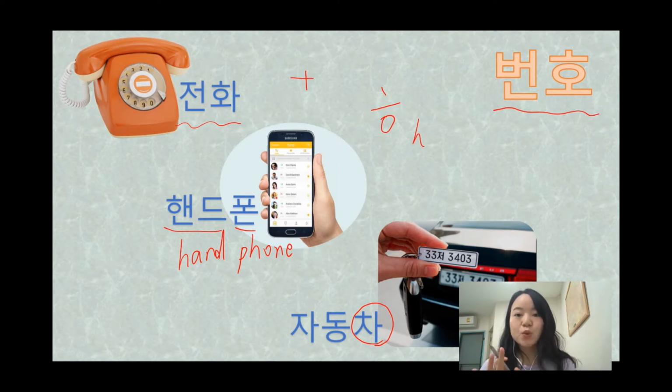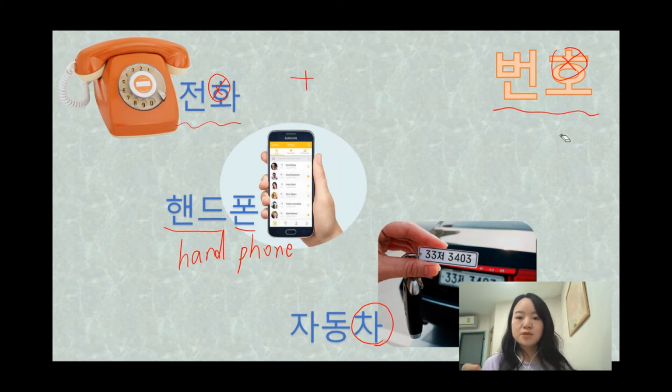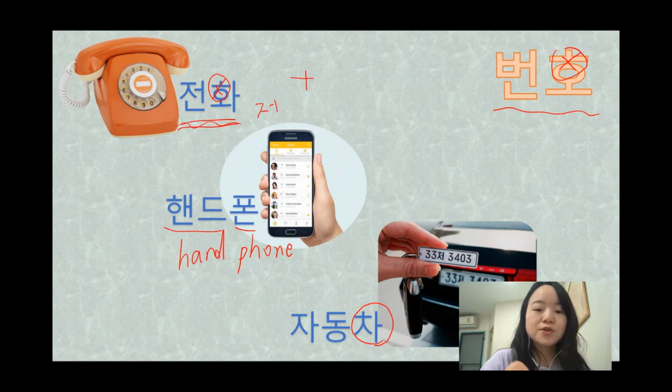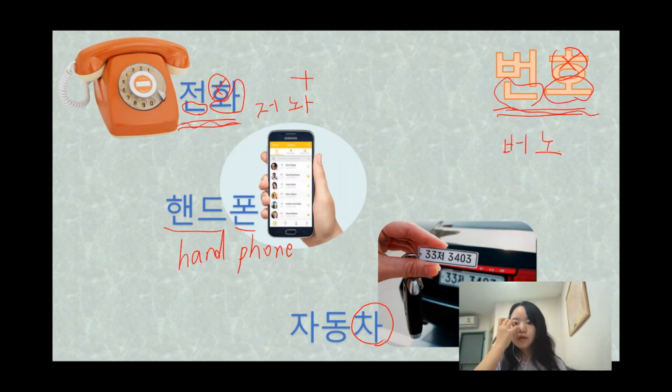But actually this consonant, this one, right? It always makes a weak sound or no sound. So we can just ignore it. Then the pronunciation is going to be changed a little bit. So this one, 전화, we can read it as 저놔. This consonant and this vowel, we put them together. For this word, same. This part and this part, we put them together. So it's 번호, we can read it as 버노. 전화번호.